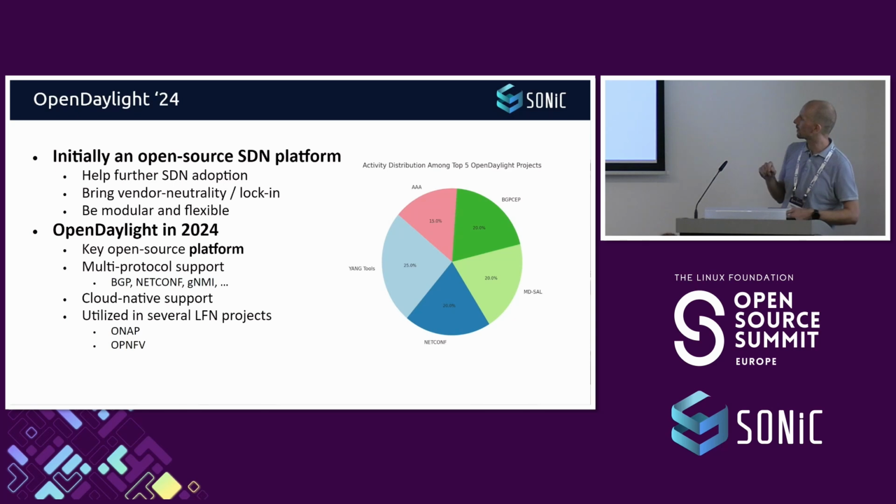The second one is the BGPCEP project, containing mostly the BGP implementation, PCEP implementation, and path computation. So that project contains use cases like BGP route reflector, BGP-LS topology discovery, and PCEP, the Path Computation Element Protocol, as a way to instantiate the paths into the underlying network.